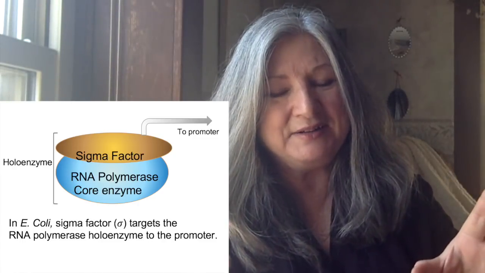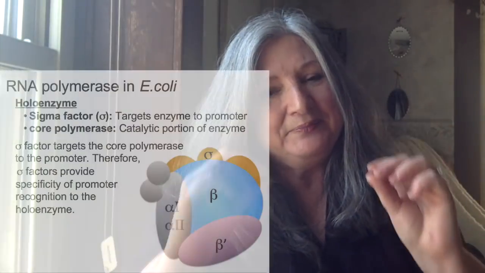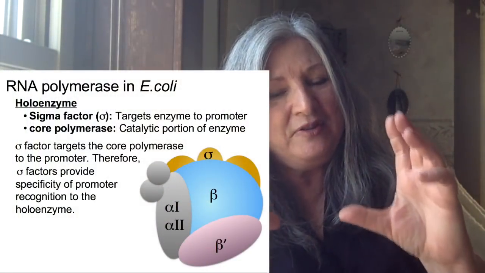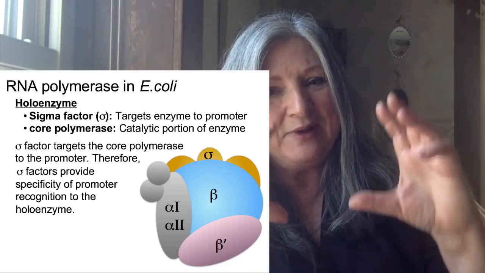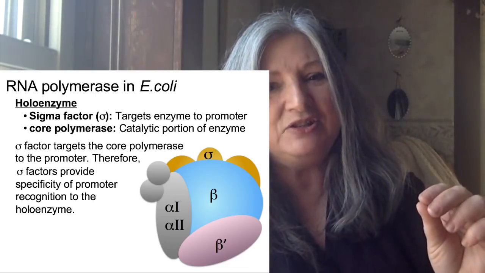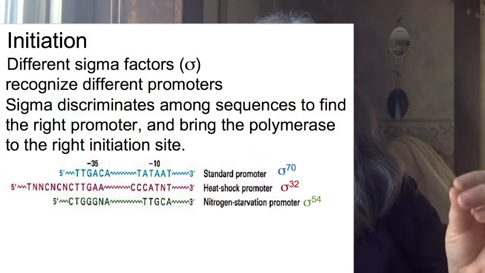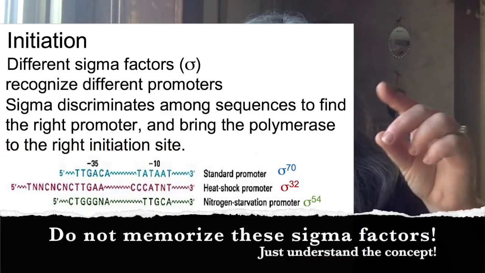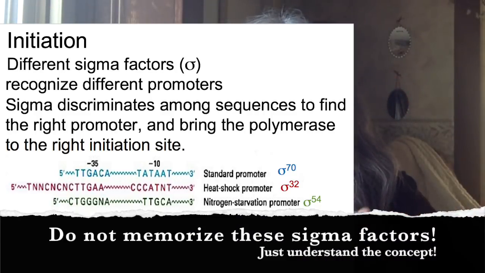Since the sigma factor is the targeter, this is going to provide the specificity of binding for the polymerase to actually find the right promoter to transcribe the right gene at the right time. And so E. coli has one main RNA polymerase, but it contains several sigma factors, and it's the sigma factor that provides the specificity for transcription for bacteria.